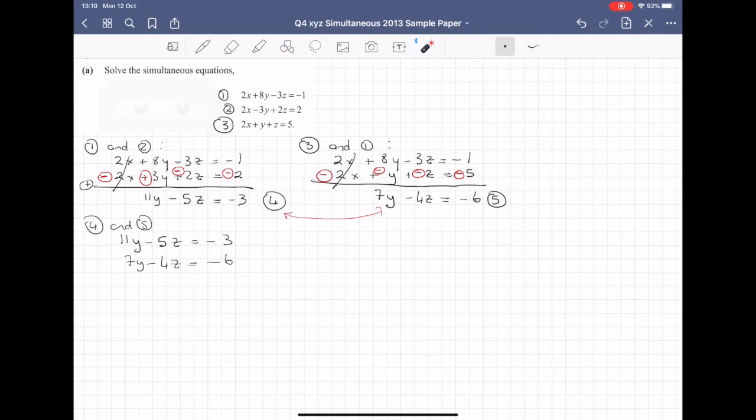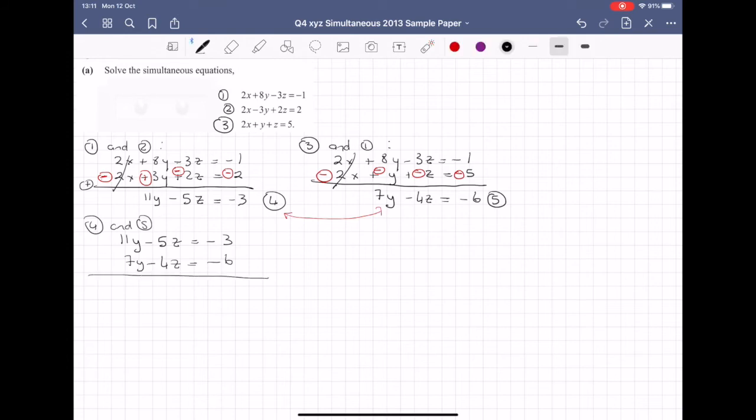If up here you had, for example, cancelled the z's in this one, then you would have been left with x's and y's. So you'd have had x's and y's in your equation 5, you would have had y and z's in your equation 4, and so between the two of them you'd still have x, y, z. So you were actually no better off in that case. So rule 1, you must cancel the same letter in both pairs of equations.